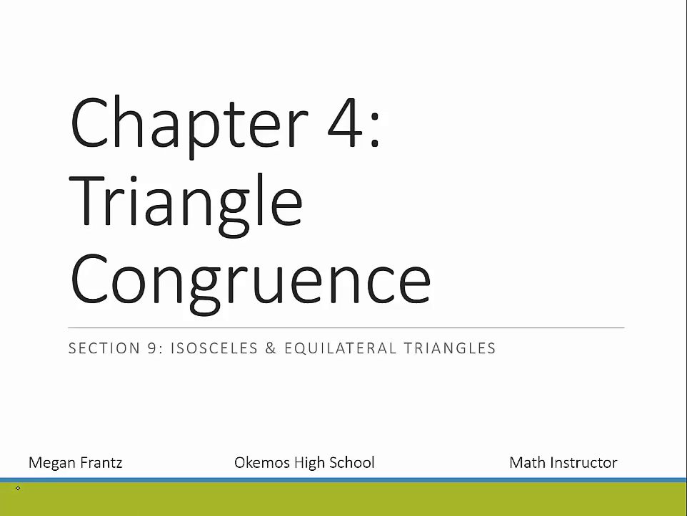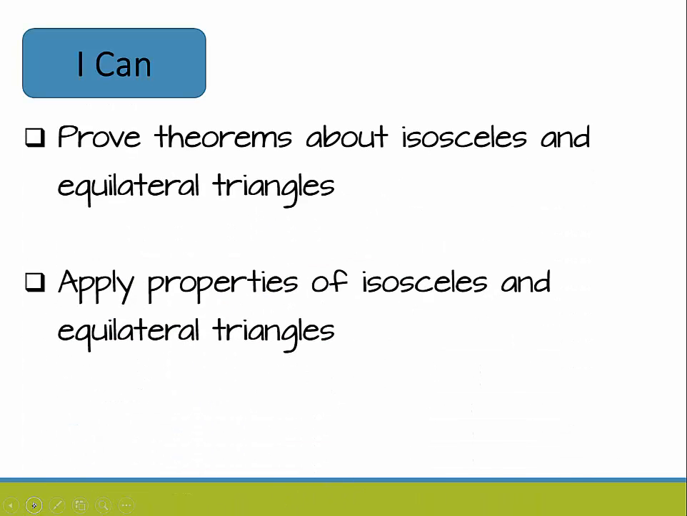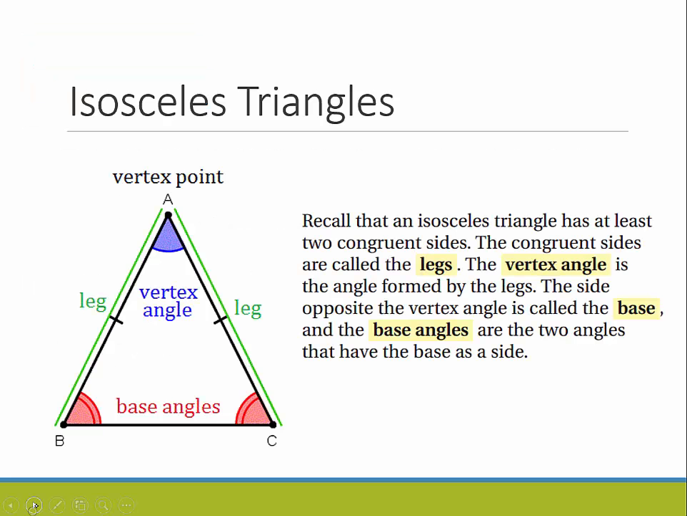Chapter 4, Section 9 is about isosceles and equilateral triangles, because those are kind of special. So by the end of this lesson, you should be able to prove theorems just about isosceles and equilateral triangles, and then apply those properties.